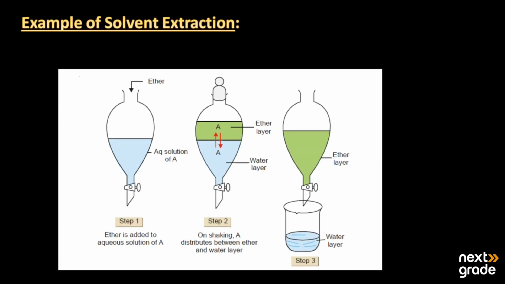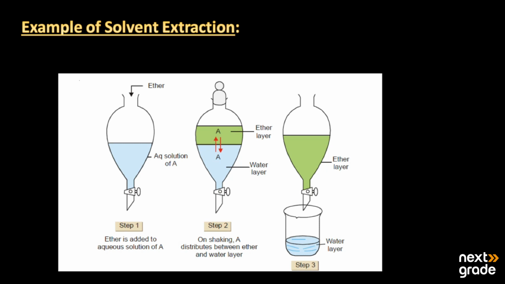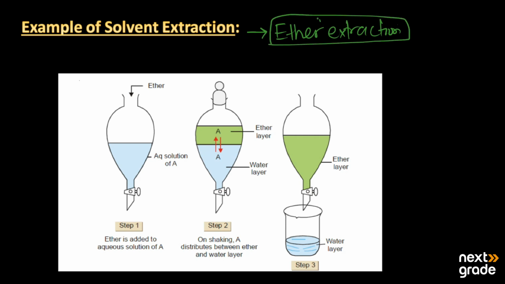After this we have another example of solvent extraction, the main example being ether extraction. For the extraction of different organic compounds from the aqueous layer, we use ether. For example, in step 1, ether is added to the aqueous solution A. This is the main aqueous solution, and we add ether to it. The formula of ether is simply ROR, where R are alkyl groups.